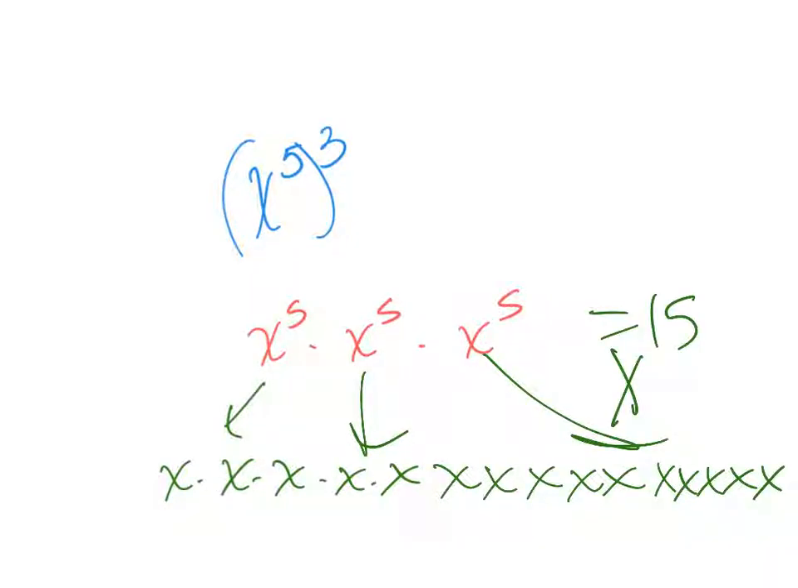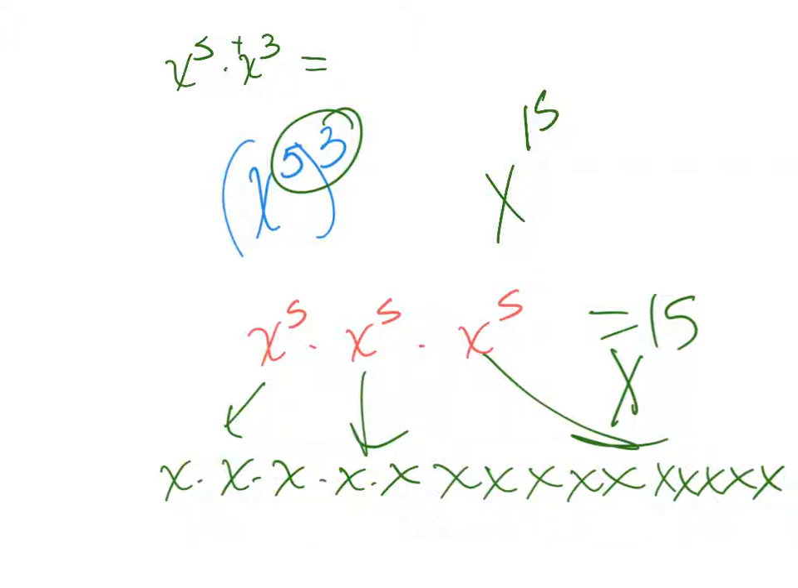So instead of having to write out all of that every time, mathematicians said, hey, don't worry about writing it out like, oh, there's 3 sets of x to the 5s, and each x to the 5 is 5 of them, and that gives you altogether 15. They said, don't worry, when you're raising a power to a power, you multiply. 5 times 3 is 15. So this is different than x to the 5 times x to the 3, because that you add the exponents, because you get x to the 8. Yes?